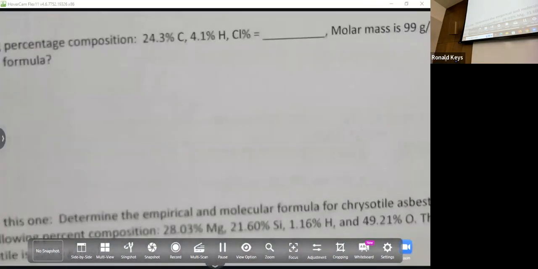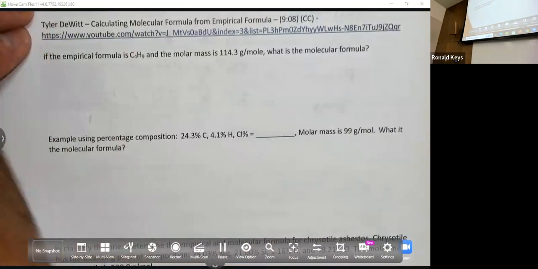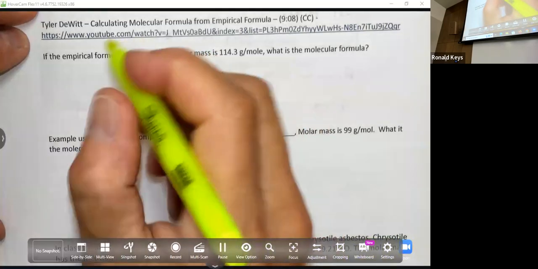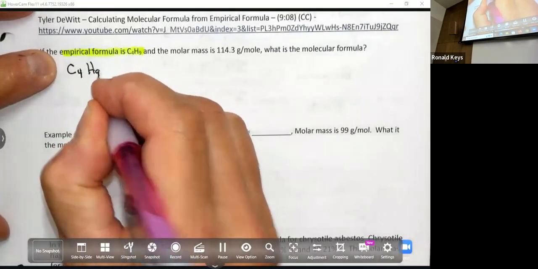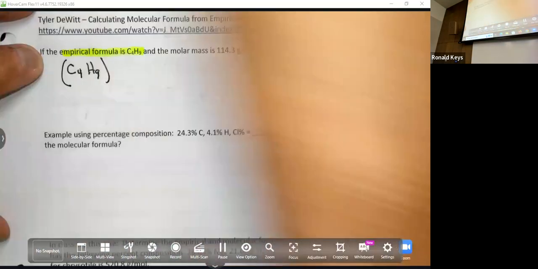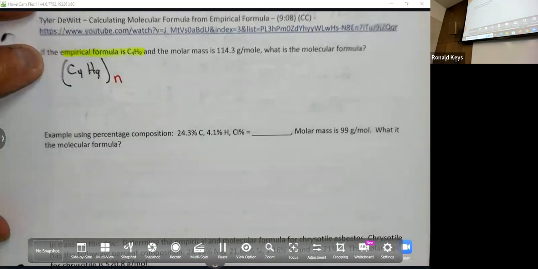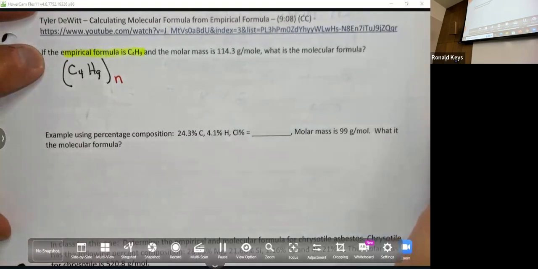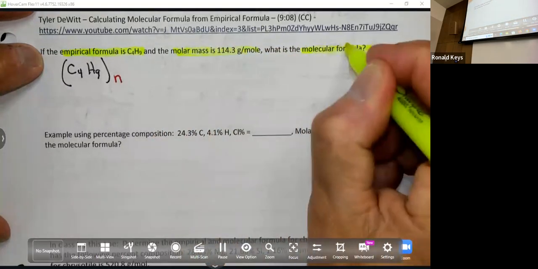And Al does maybe a quick one like this in the beginning. So it gives us an empirical formula. So we know that this is C4H9, but we don't know the number that that's been reduced by. We have C4H9. But we know the molar mass. So that allows us to get the true molecular formula.